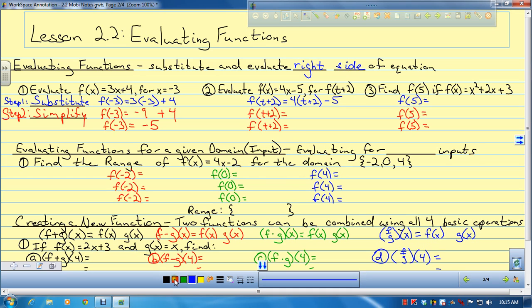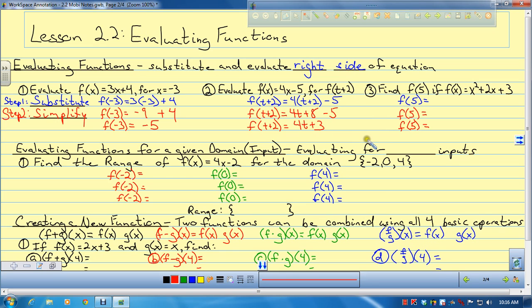Now when I go to simplify, I'm going to distribute the 4t plus 8 minus 5, and then continue simplifying. I have 4t, 8 minus 5 is positive 3. So I'm left with f of t plus 2 equals 4t plus 3.